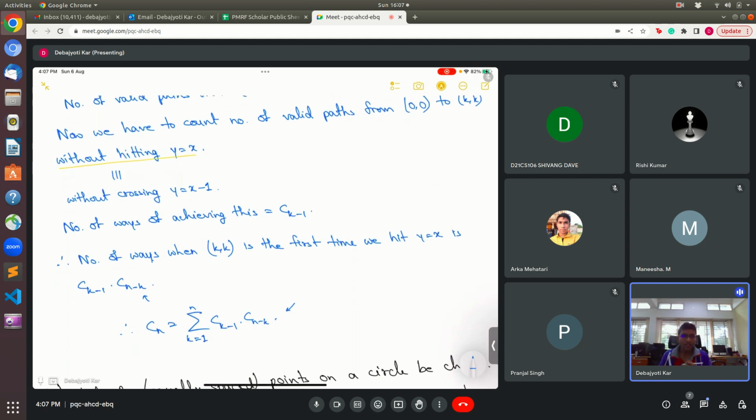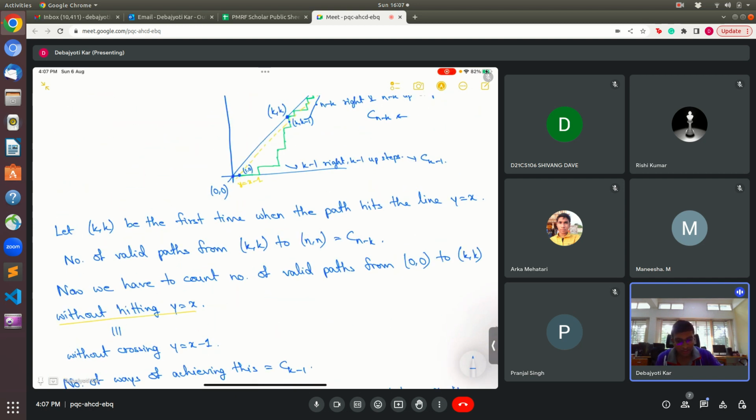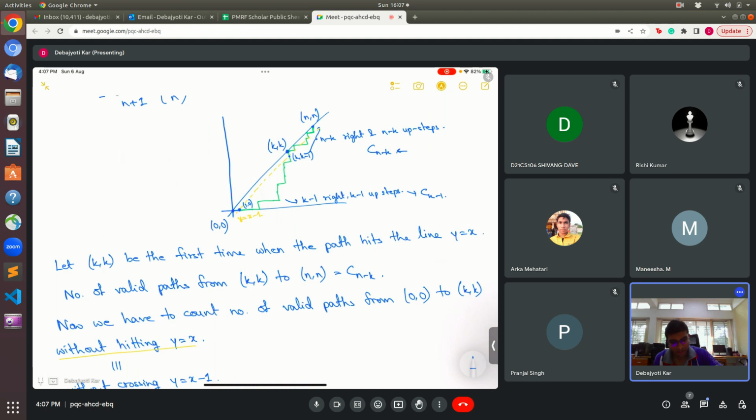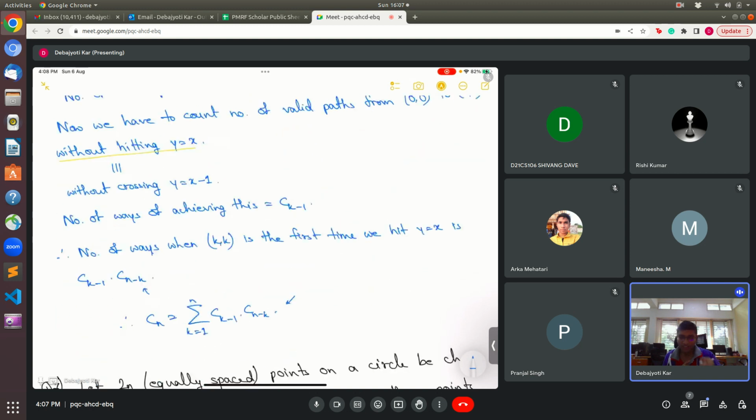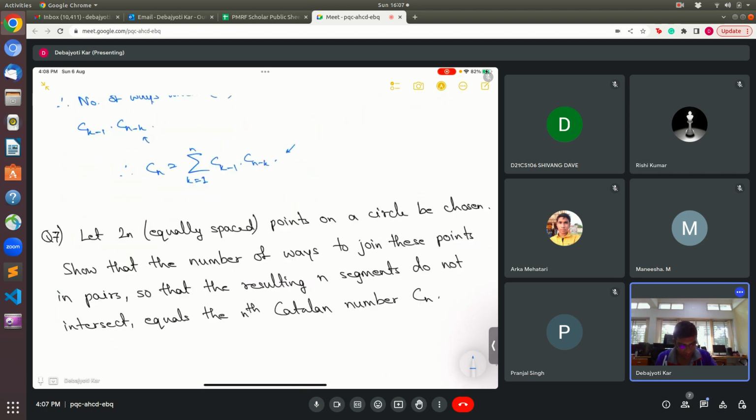Suppose we consider some problem, and let's say the number of ways of counting that is f of n, and you write a recursive form of f of n, just the way we did this. Here we arrive at this recursion by locating where it touches the line y equal to x for the first time. Similarly, for some other problem, you can choose some other parameter, and suppose somehow you arrive at this same recurrence, then directly you can say that the solution is exactly the nth Catalan number. Okay, so let's look at this question.